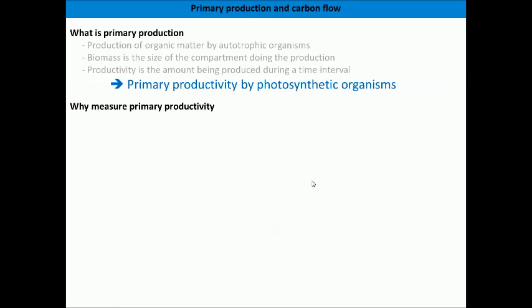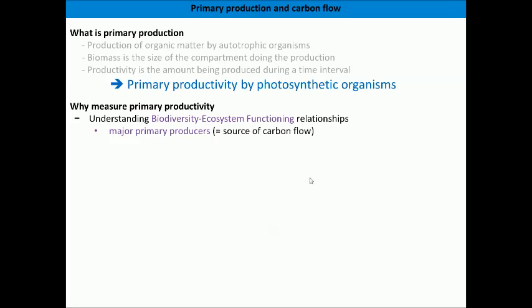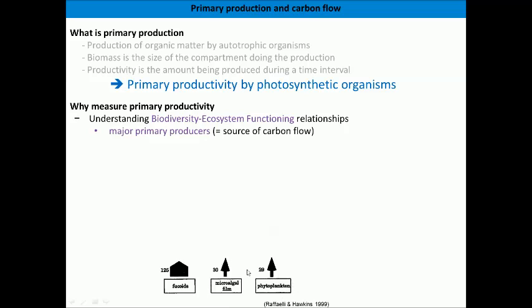Why should we measure primary productivity? First, to understand biodiversity ecosystem functioning relationships. And for example, who are the major primary producers or the sources of carbon flow in a particular system? Using this example from a rocky shore, you have here 3 different compartments, and the arrows tell you who is the major primary producers in this particular system, the fucoids.